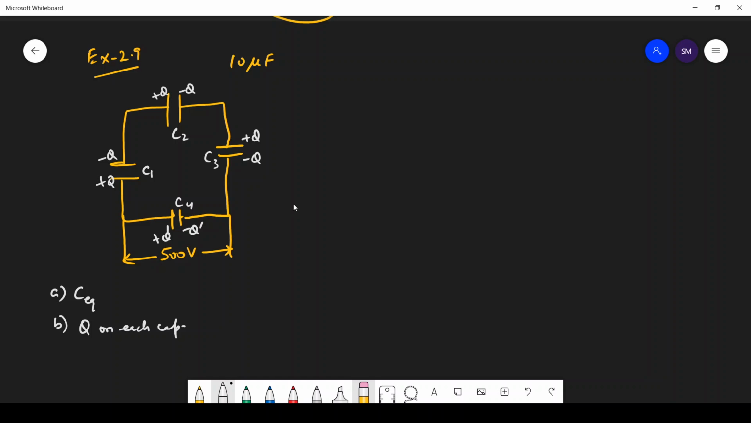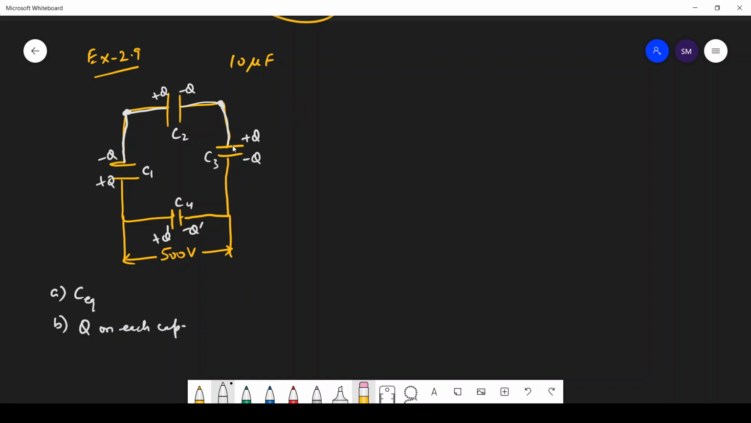Now you can clearly see that one terminal of C2 and only one terminal of C3 is connected, and one terminal of C2 and one terminal of C1 is connected. So it means C1, C2 and C3 are in series. So what will be the equivalent circuit of this?